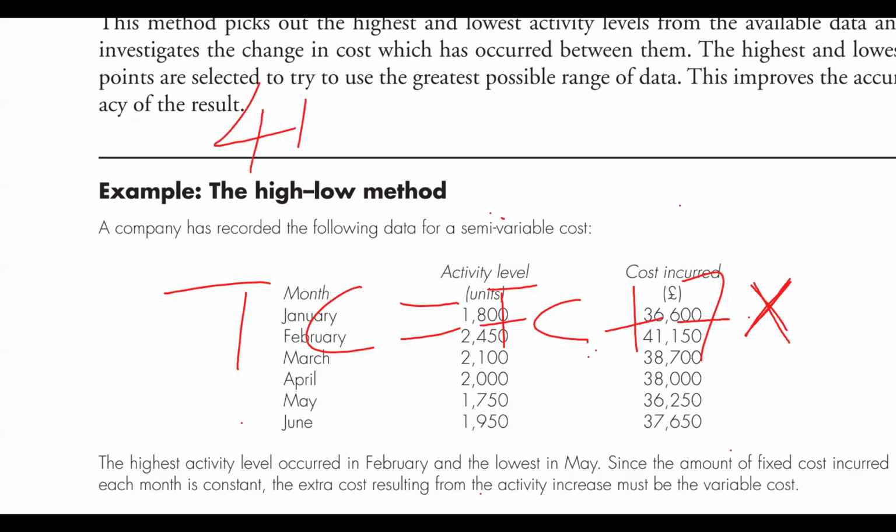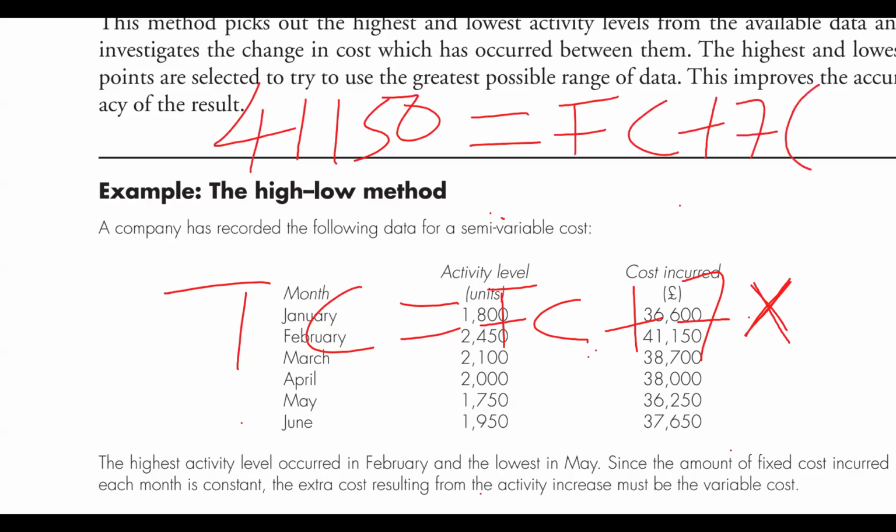Total cost is 41,150. That should be equal to the fixed cost plus 7 times the units. What were the units at this cost? The units were 2,450, right? 2,450. Yes.